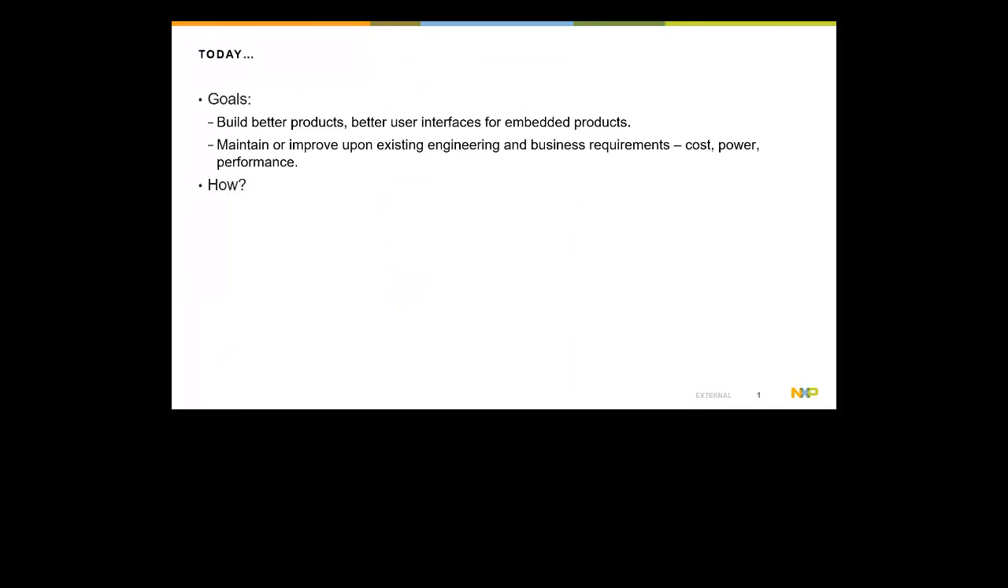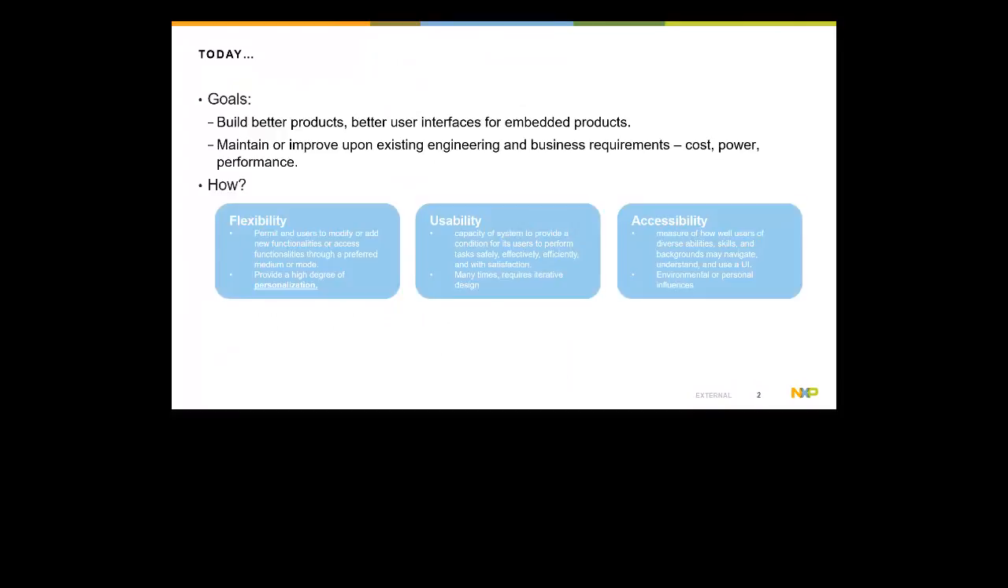Those are your typical questions of cost, power, performance, and it's really this fine balance, a trade-off between the two a lot of the time, right? So the question is, how do we do this? In terms of providing a better user interface, it can come down to three key things that we can focus on. One is flexibility, and what that means in this case is permitting end users to modify or add new functionalities, or access existing functionalities through a preferred medium or mode, and we'll discuss the differences between those two things in a little bit.